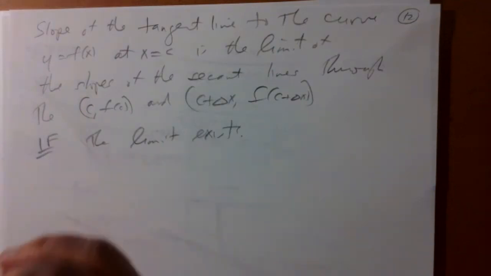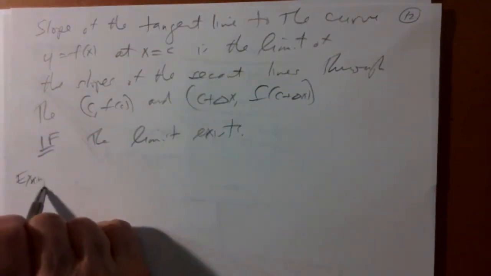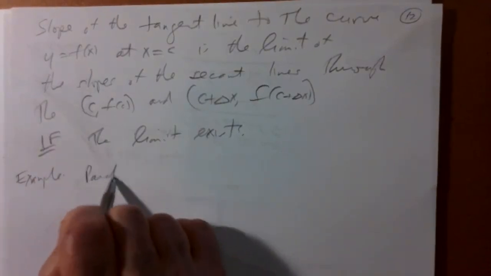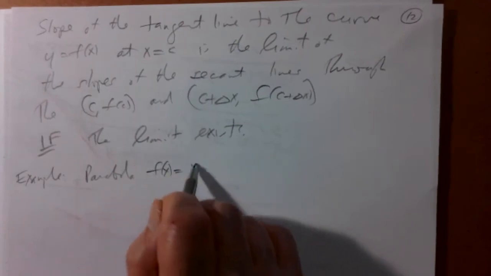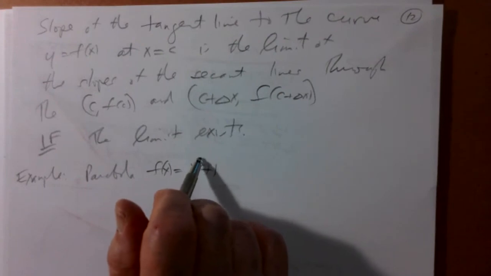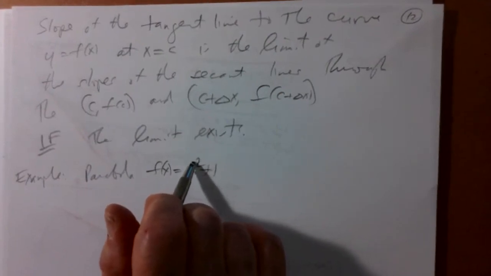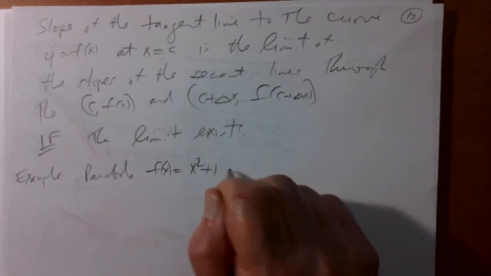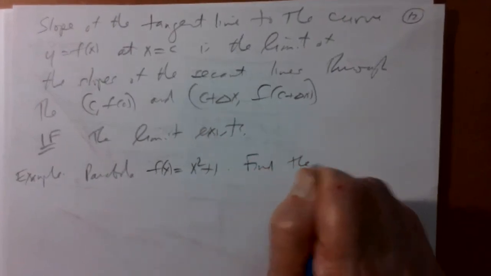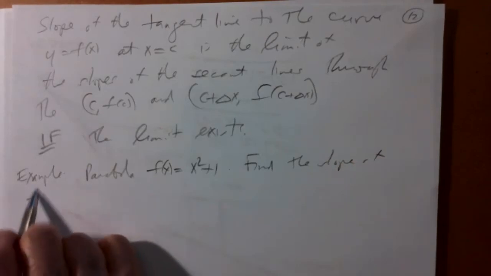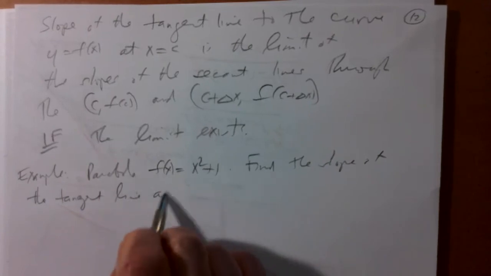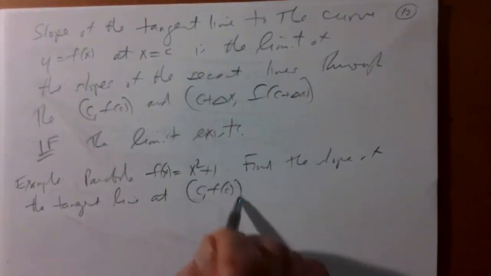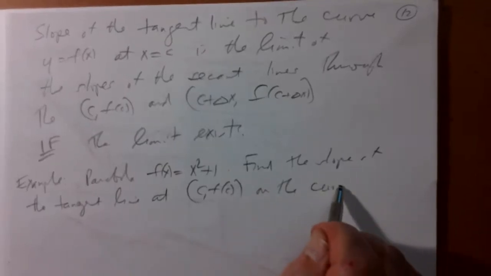So let's look at a nice example. Consider the parabola f of x equals x squared plus 1. Suppose we want to find, if it exists, the slope of the tangent line at a point C, f of C on the parabola, on the curve.